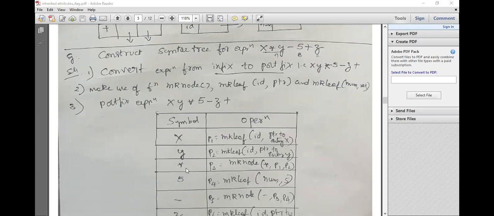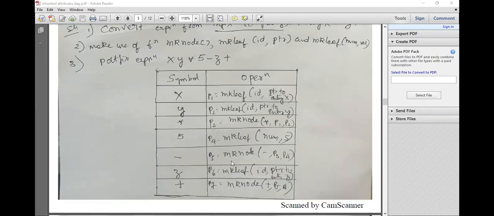Star is also a symbol. A symbol like this means two pointers will be there, that is nothing but your P1 and then P2: the left pointer, and the right child pointer. Left is X and right is Y, so P1 comma P2. Then 5: P4 will be equal to make leaf num comma 5. Five is the value; wherever a value is there, that value is to be put in the syntax expression. So that is your P4, make leaf num comma 5.